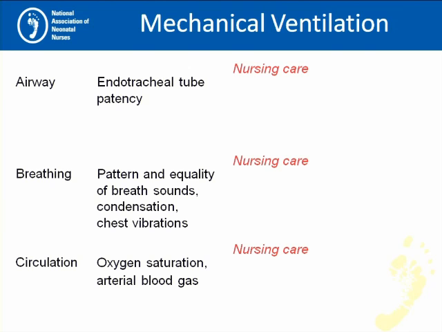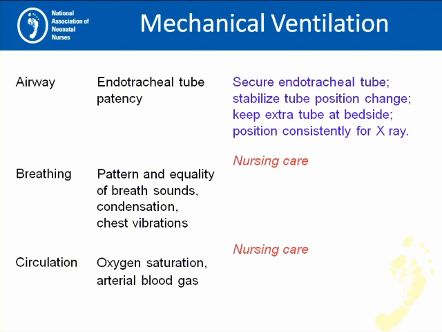Airway. Monitor the endotracheal or nasotracheal tube patency and position. Secure the tube with a taping method that works best for the infant and for the staff. Monitor the tube for slippage or loosening and resecure the tube to prevent accidental extubation. Stabilize the tube during position changes. Keep an extra tube at the bedside. Confirm tube placement after intubation with x-ray and note the depth of the tube at the bedside. Use a consistent position, such as head midline, for chest x-ray when confirming placement.